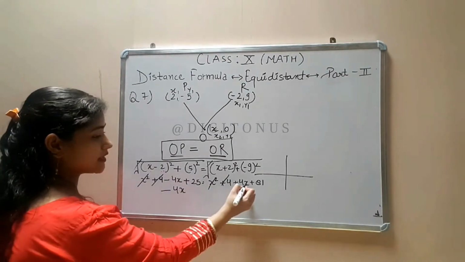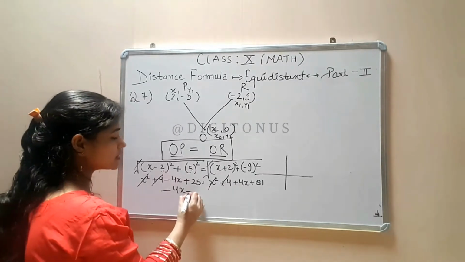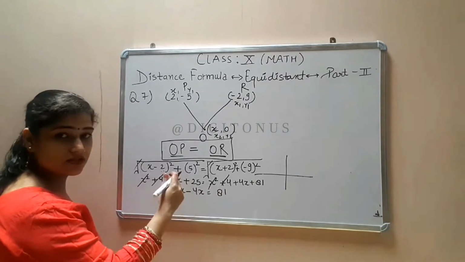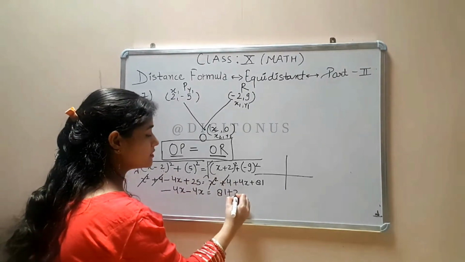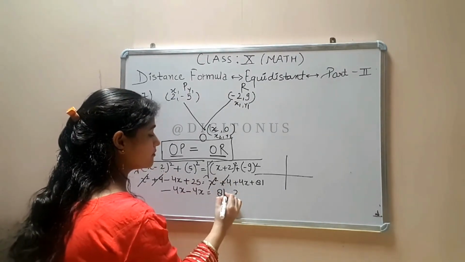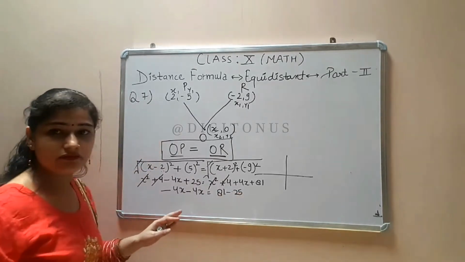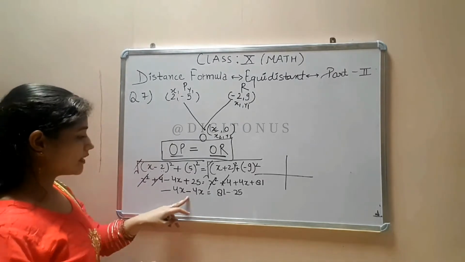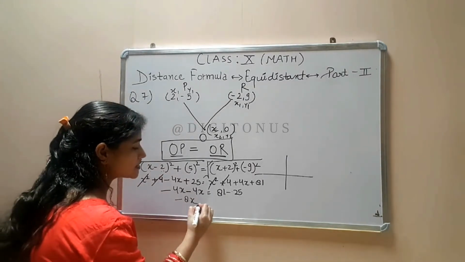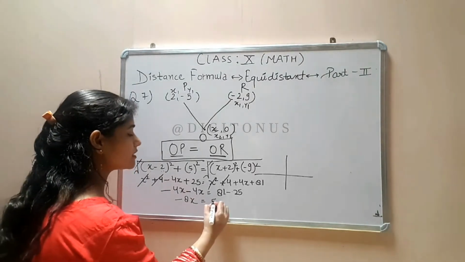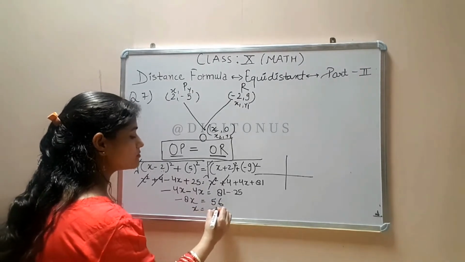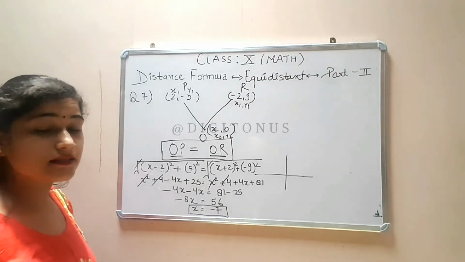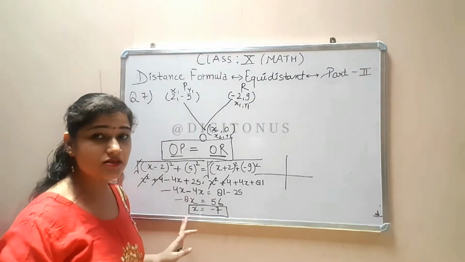So minus 4x, and I am shifting this 4x also to this side, minus 4x. 81 is already here, and I am shifting this 25 to this side, so it will be minus. Okay, when we shift the place, we have to change the sign. So minus 4x will be minus 8x, and this will be 56. So x value is minus 7. But this is not the proper answer. The x value we have found, but this is not the proper answer.